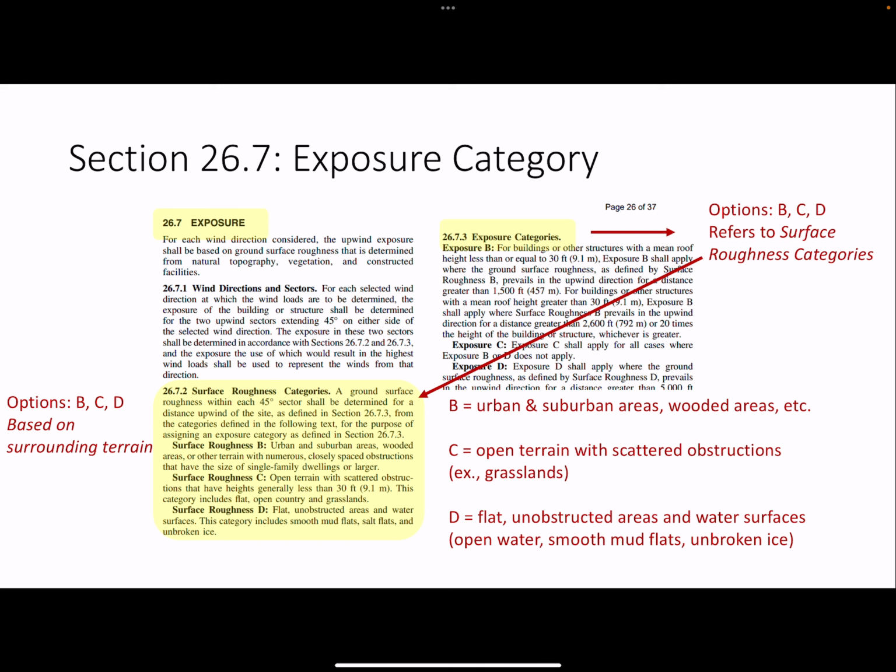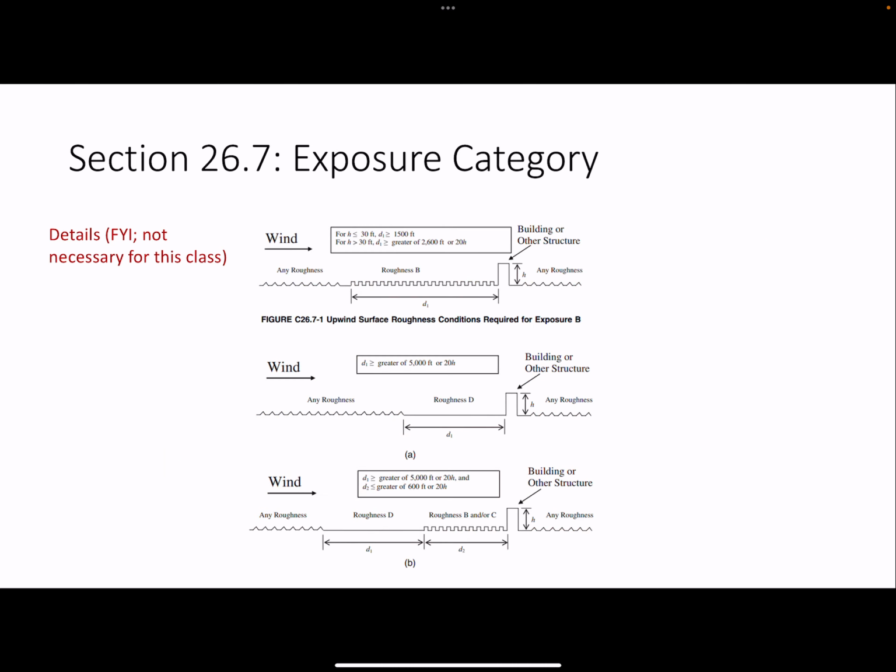In this class, you won't have to worry about reading through all this text and figuring out which exposure category you have, because it can be very specific as far as distances of each of these terrain surface roughness categories. In this class, I will just describe to you something like this, or something like this, or something like this, and then you just need to know which letter to choose, and that will be your exposure category. You don't need to know this for this class, but just for context, this is how detailed and specific those definitions can get.